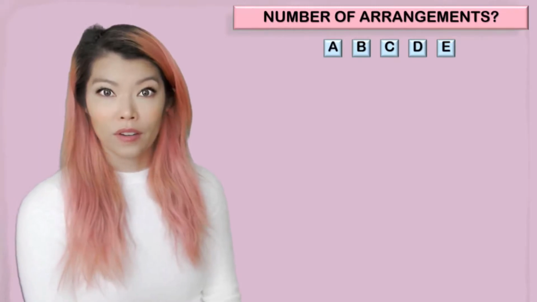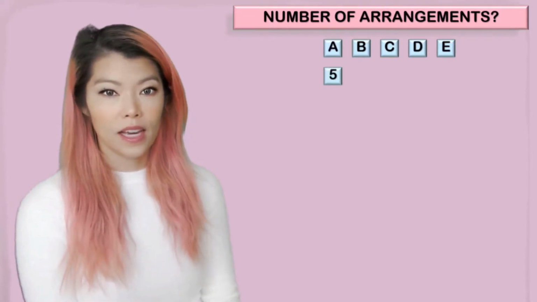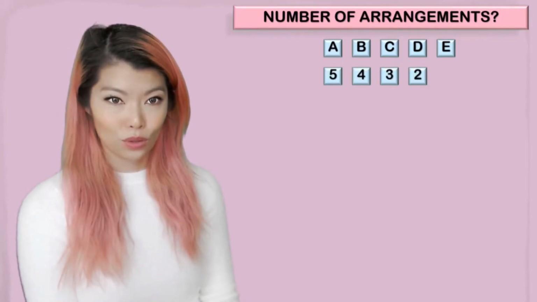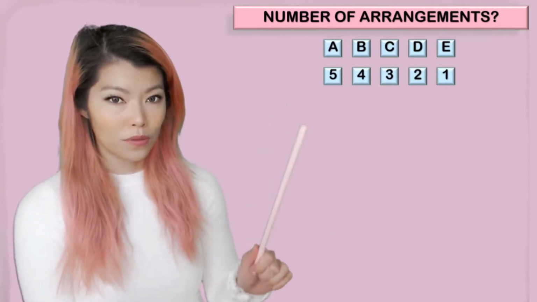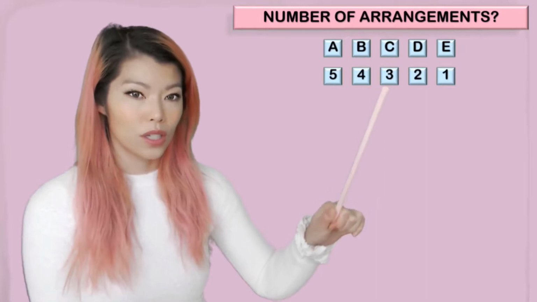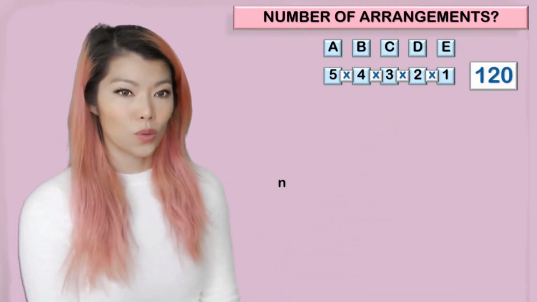I wonder if you can figure it out for 5 things. How many different ways can you arrange 5 things? You would do 5 times 4 times 3 times 2 times 1, because there's 5 options first, and then once you use one option you only have 4, and once you use the second option you only have 3, etc. And you'd multiply these to get 120.